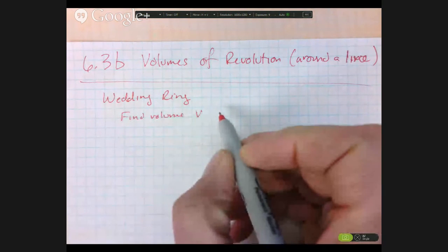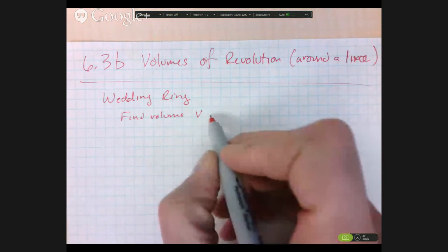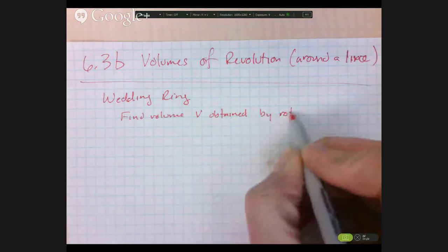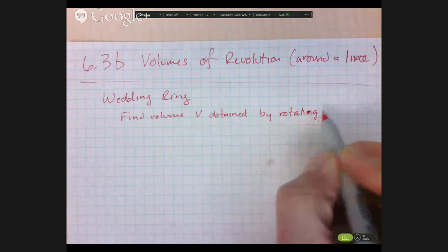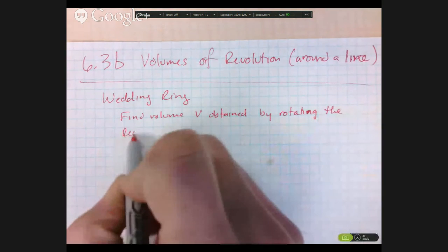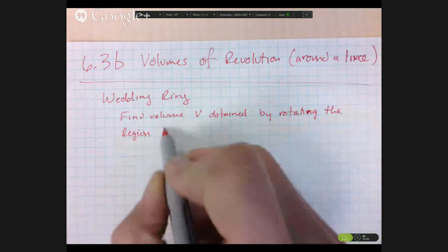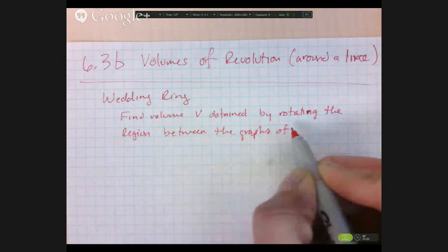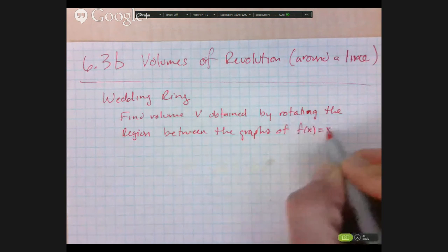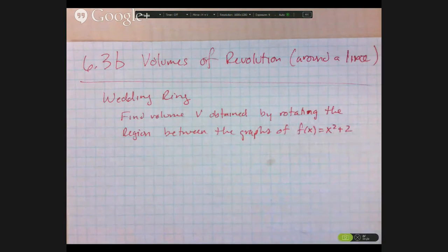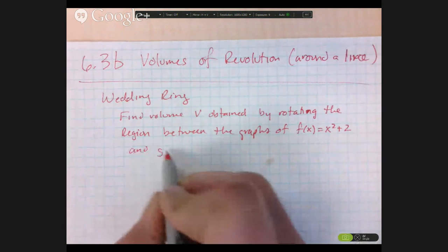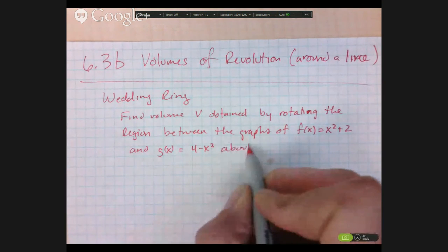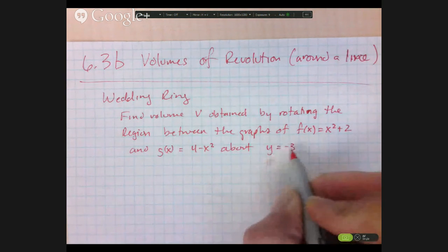Find the volume V of the wedding band obtained by rotating the region between the graphs of f of x equals x squared plus 2 and g of x equals 4 minus x squared about y equals -3.